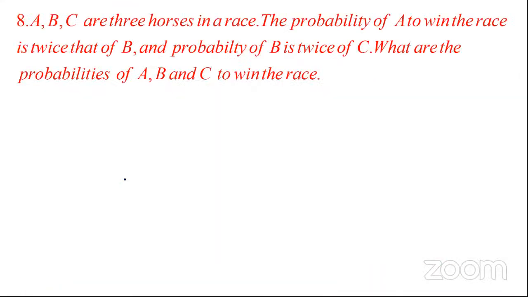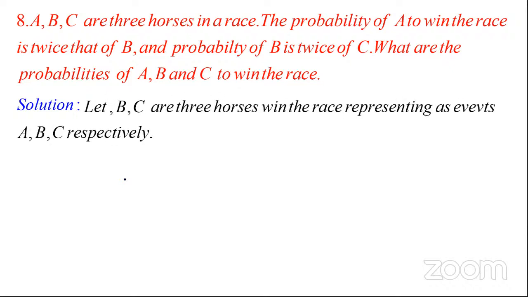So next question. A, B, C are 3 horses in a race. This is a most important question for IPE. The probability of A to win the race is twice that of B, and the probability of B is twice that of C. What are the probabilities of A, B, C to win the race? Clearly A wins 2 times B, and B wins 2 times C.